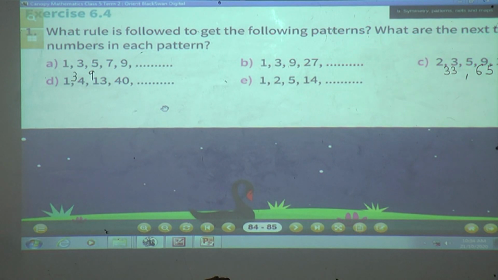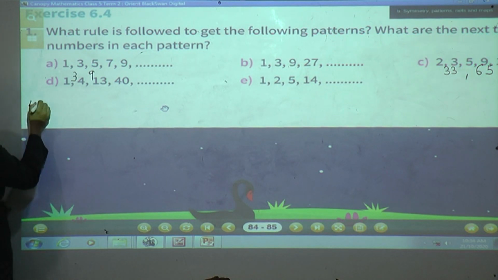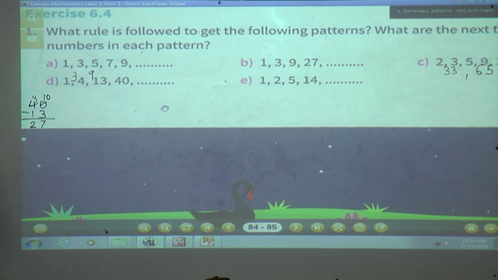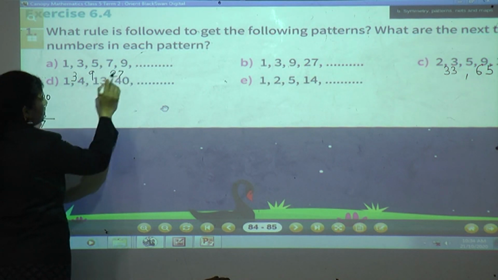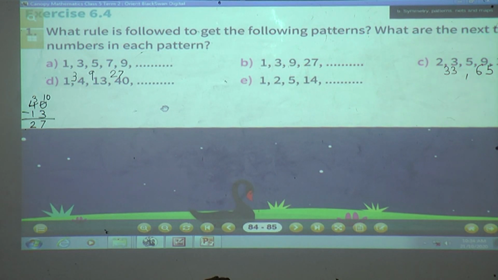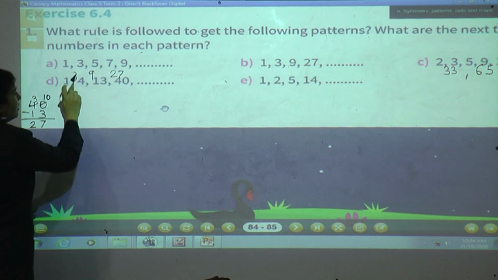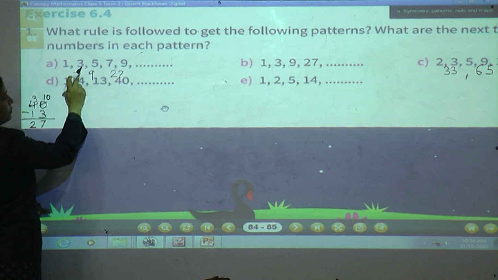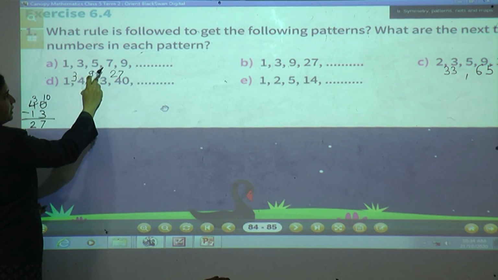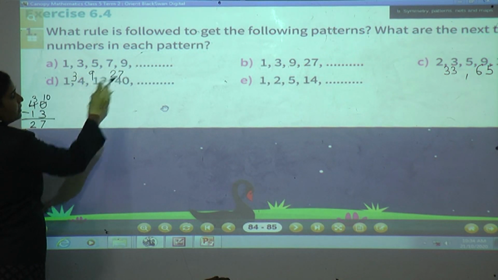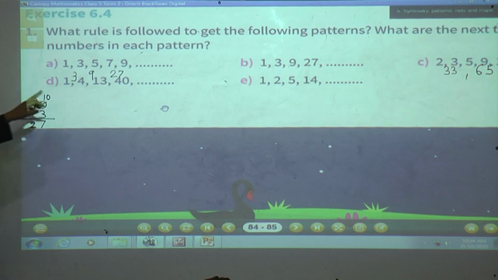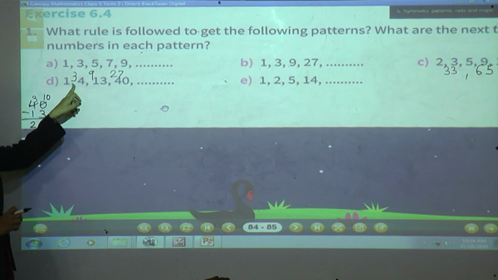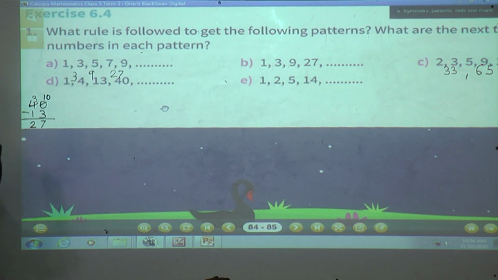Yes, students, what will come? Do subtraction. 40 minus 13. Yes, 27. So can you observe the pattern, students? Which pattern will come? See, here in this pattern, if you multiply 3 by 3, it will come again 9. 9 multiplied by 3, 27. That means differences, whatever differences, just multiply it by 3.